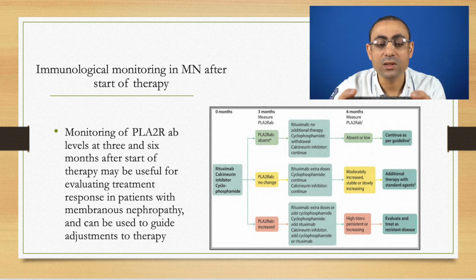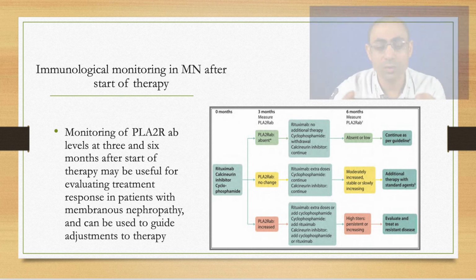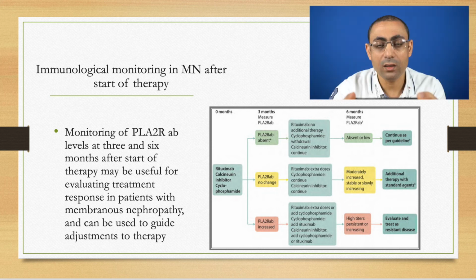PLA2R antibody level at 3 and 6 months after treatment may be useful for evaluating treatment response in patients with membranous nephropathy and can guide adjustment of the therapy. So for a patient given either rituximab, CNI, or cyclophosphamide, we will do a basal anti-PLA2R antibody level, and we will assess the antibody level after 3 months.